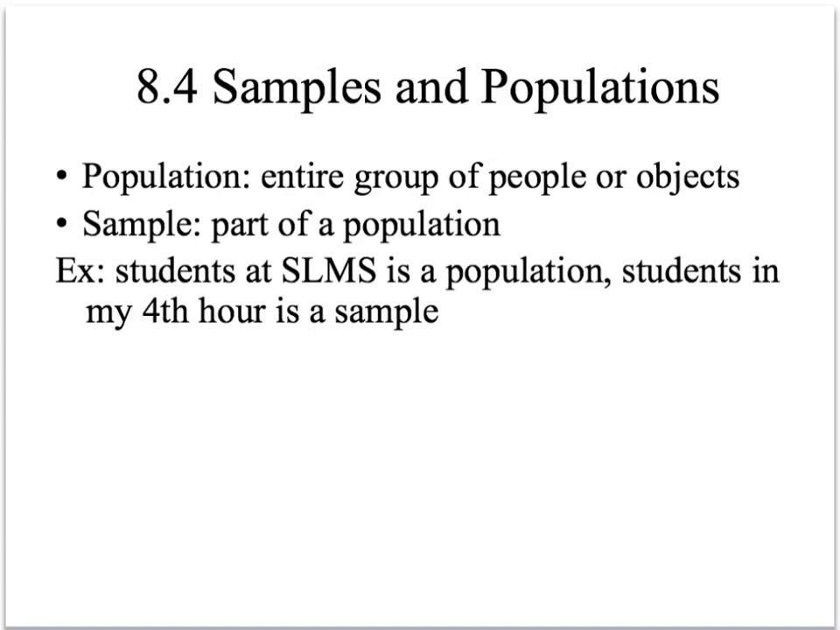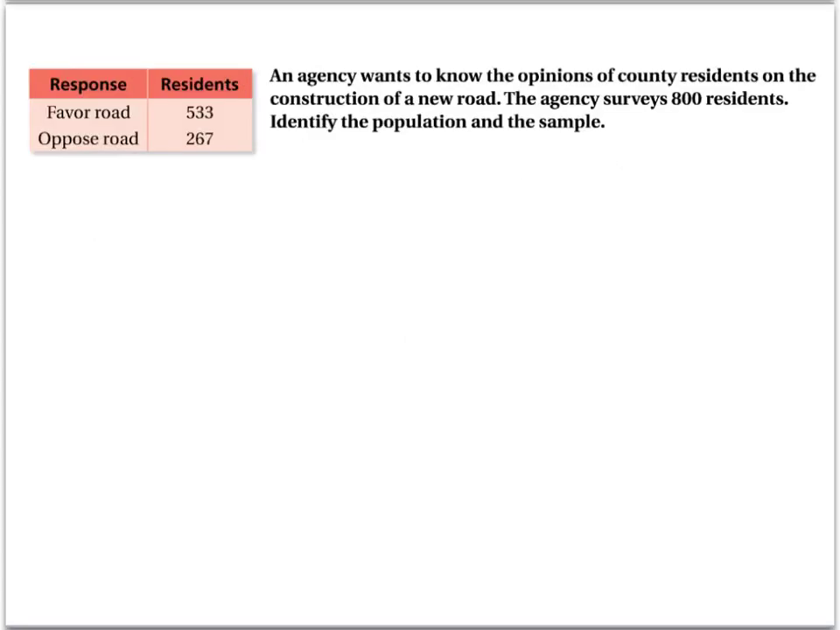You can read the basic idea here. A population is an entire group of people or objects, where a sample is part of the population. Example: students at Springland Middle School is a population, where students in my fourth hour is a sample. A lot of what this is about is basically reading data, figuring out what's good data, what's bad data, and understanding the difference between populations and samples, as I talked about last slide.